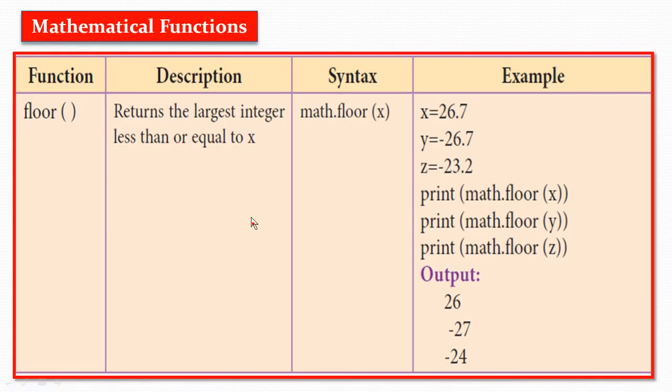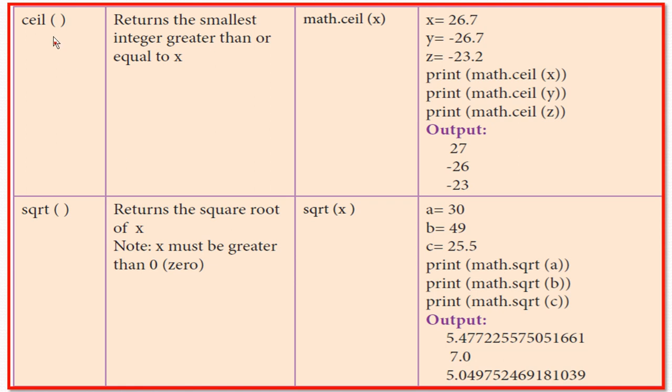Another function, the ceil function. It returns the smallest integer greater than or equal to x. Floor returns the value less than or equal to x. Ceil returns the integer value greater than or equal to x. General format: math.ceil of x.